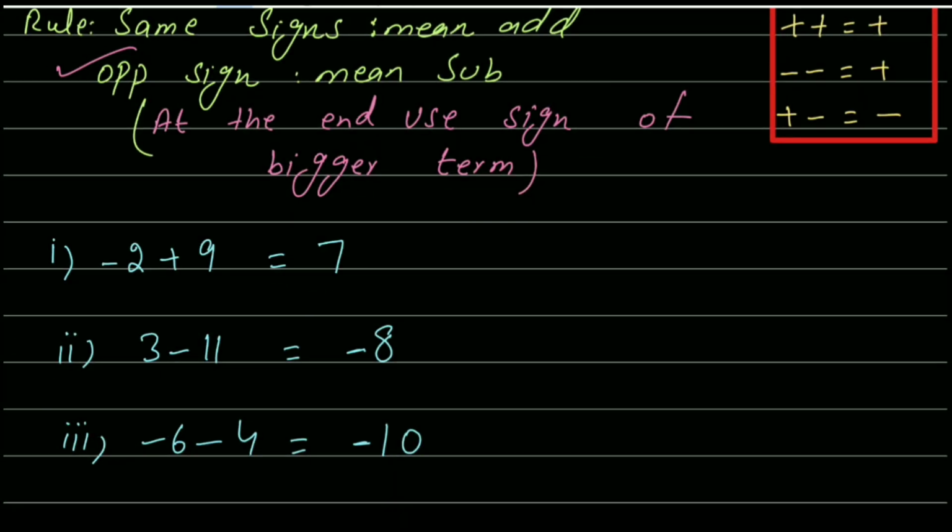So this is the way you will add and subtract two integers. Please make sure that you do not mix these rules with the rules of division and multiplication.